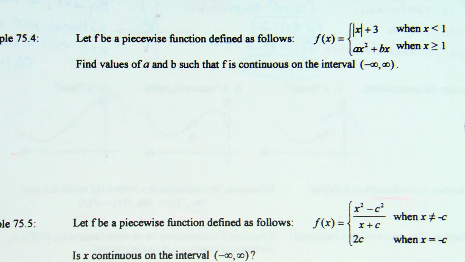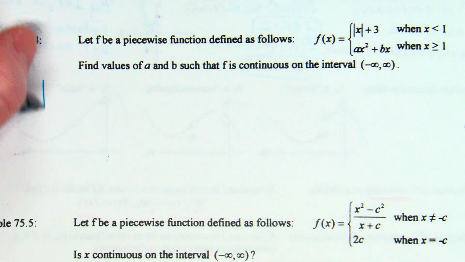So this is a piecewise function. When x is less than 1, my graph looks like one thing. When x is bigger than 1, my graph looks like something else. We're trying to find values of a and b so that those two pieces join together and are continuous. Okay? My recommendation is let's first think a picture about what we know here.